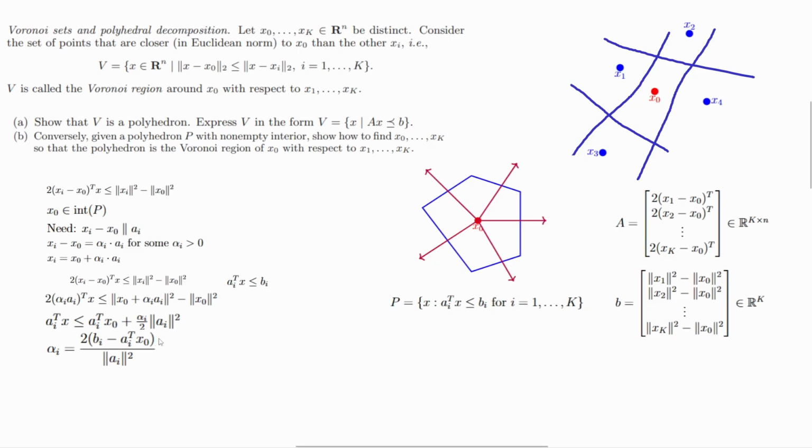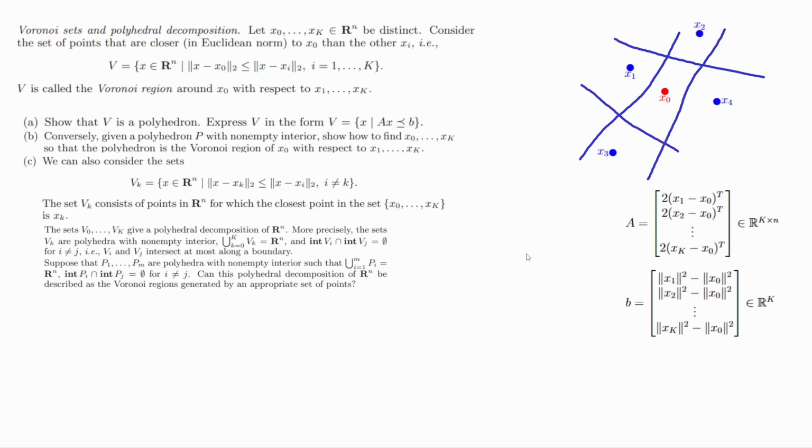Here's a key observation. Since x0 is in the interior of P, we have ai transpose x0 is less than bi. This is not less than or equal to, this is a strict inequality. What that means is that alpha i must be greater than 0. It can't be equal to 0. So this means all our xi points are well defined.